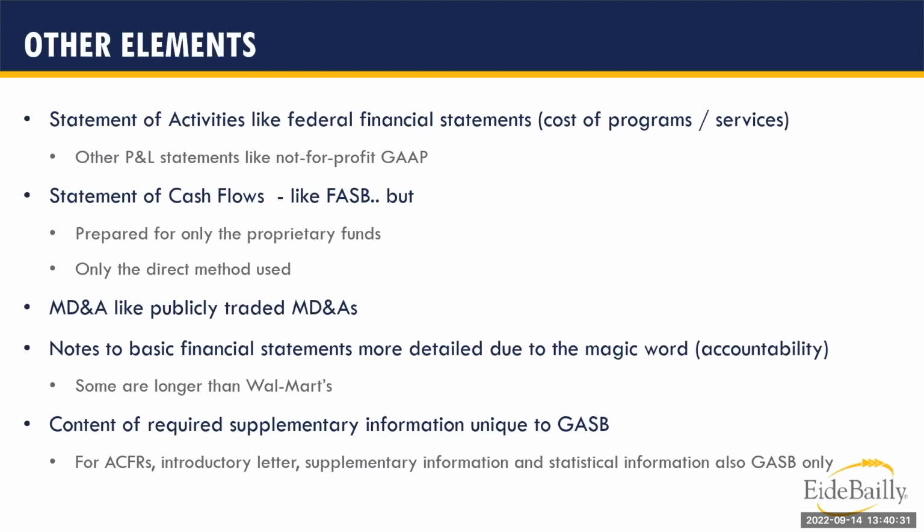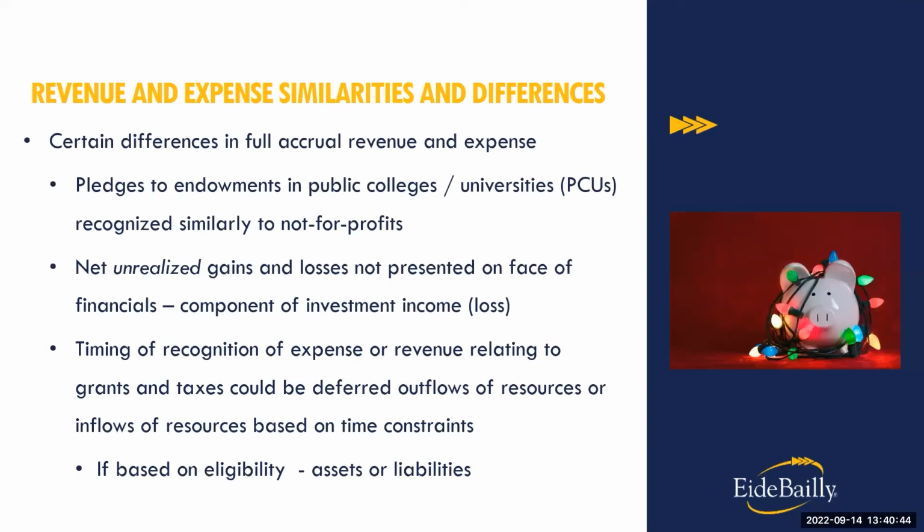The required supplementary information is unique to the GASB, and mainly it includes budget to actual statements and analysis, pension and post-employment benefit trend analysis, and then notes to the required supplementary information. The revenues and expenses for most of the financial statements are based on the full accrual basis of accounting. There are only a handful of differences between the FASB and GASB here, primarily the netting of unrealized gains and losses that are not on the face of the financial statements. Those are part of your investment value and investment revenue. And then we have those deferred positions. But by and large, pretty much the same as FASB GAAP. So hopefully you're taking a little bit of a breath and saying, gee, this is a little bit better than I thought. And the answer is absolutely true.